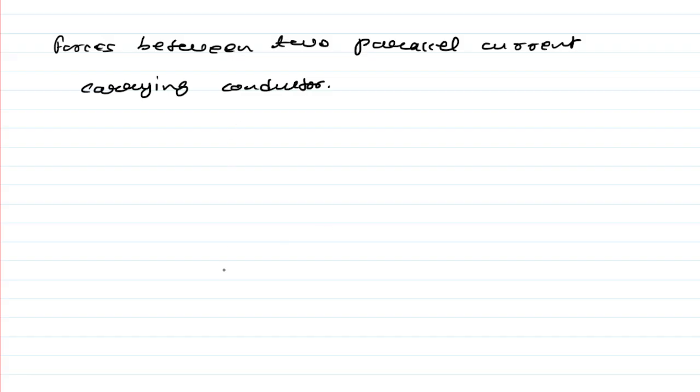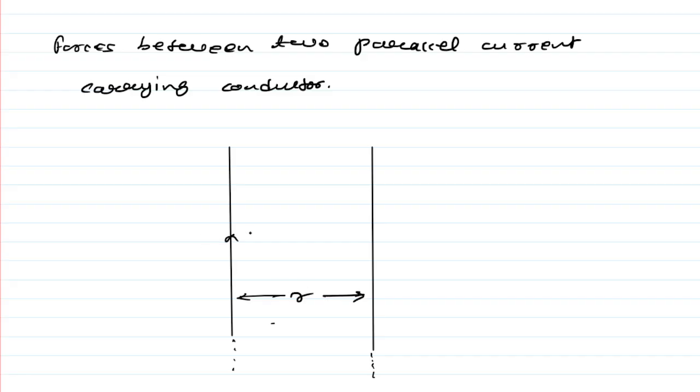So let us take two conductors of infinite length, and both are placed parallel to each other at a distance of, let us say, r, and current in them I1 and I2. Let's name it as AB, and this one is CD.